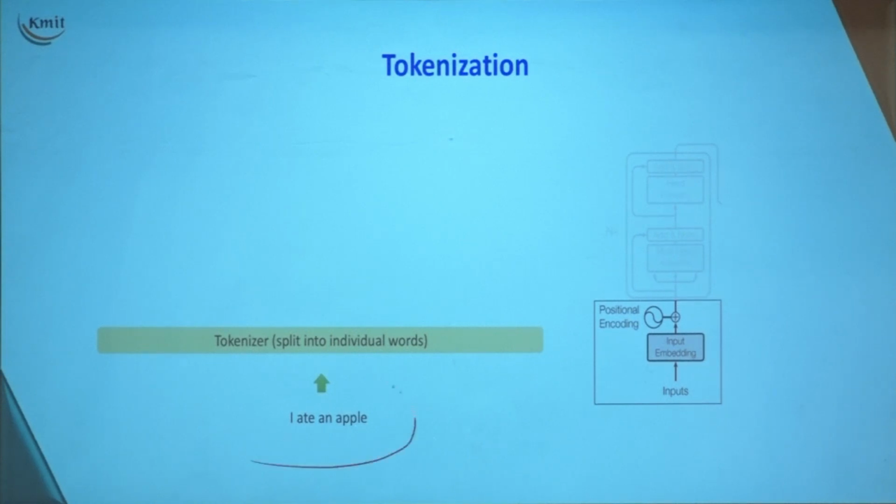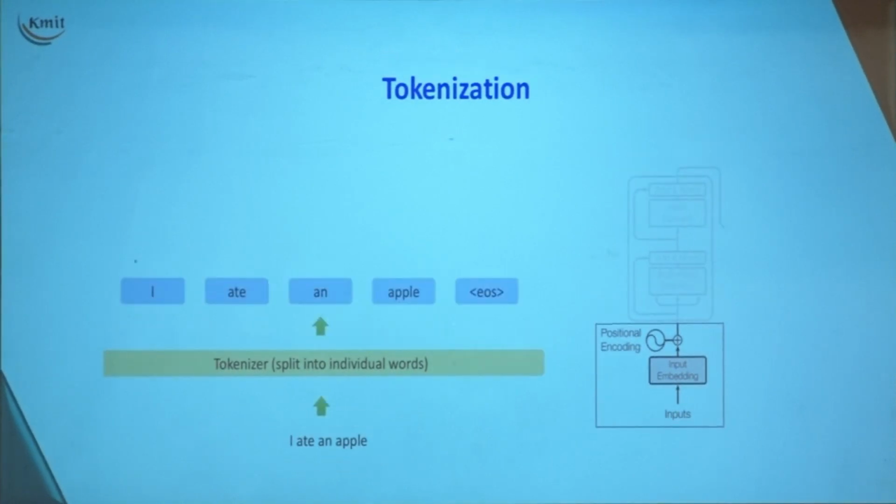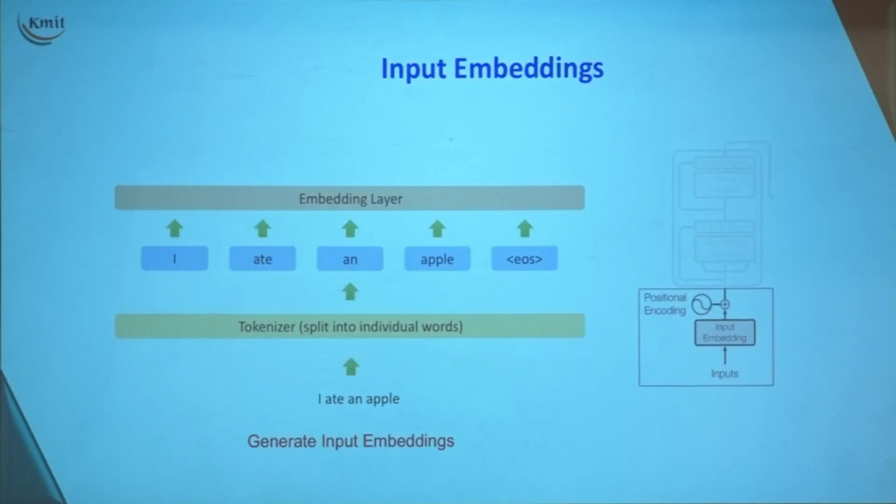Yes, this is my sentence, I ate an apple. I do tokenization where I split that into what? I, ate, an, apple, EOS. What is that EOS? End of sentence. That is, my sentence has ended here, such that the decoder will take over and start working on its own now. After tokenization, I have generated each word. For each word, I want to create a k-dimensional vector.